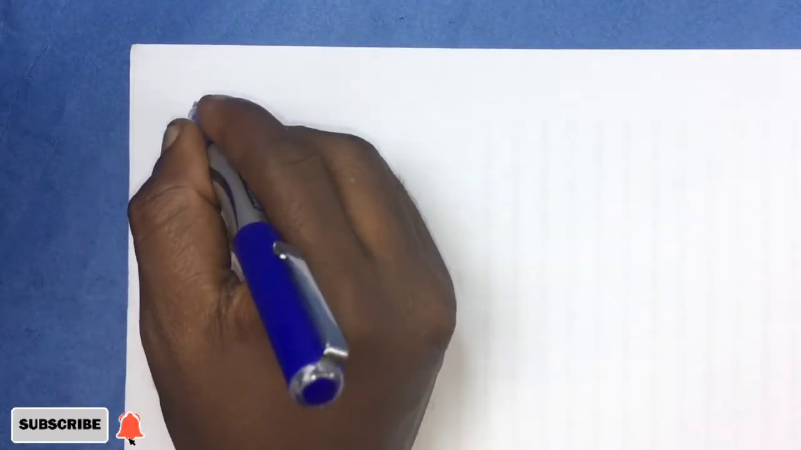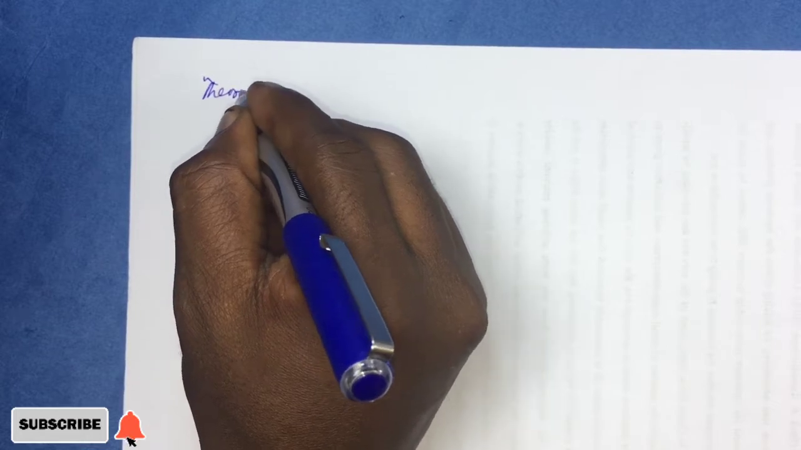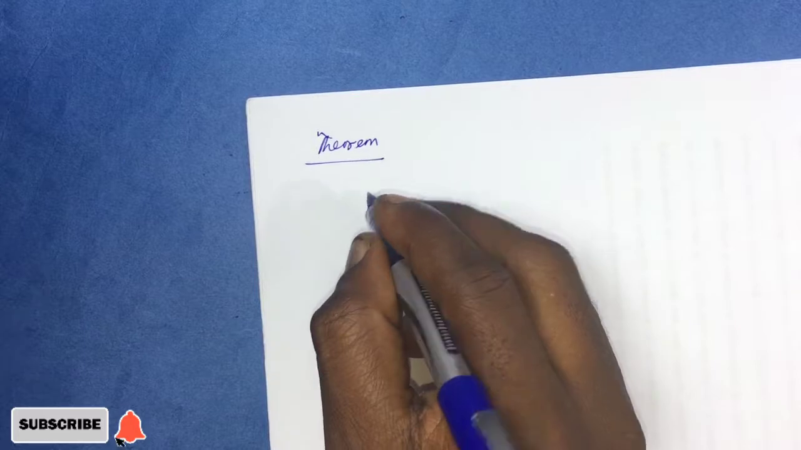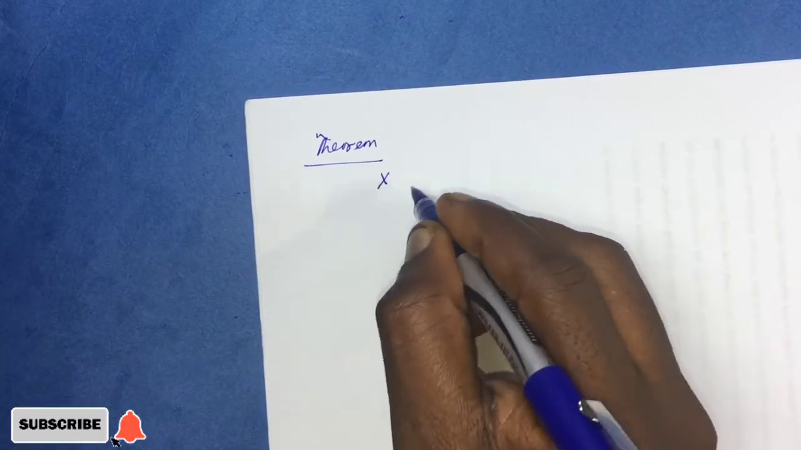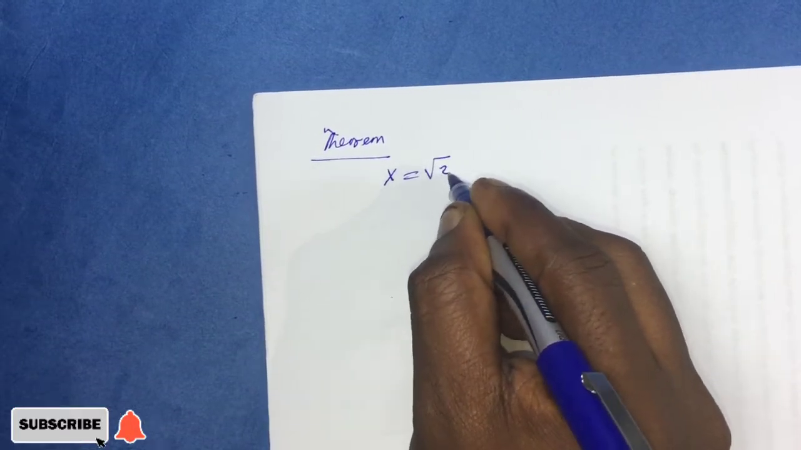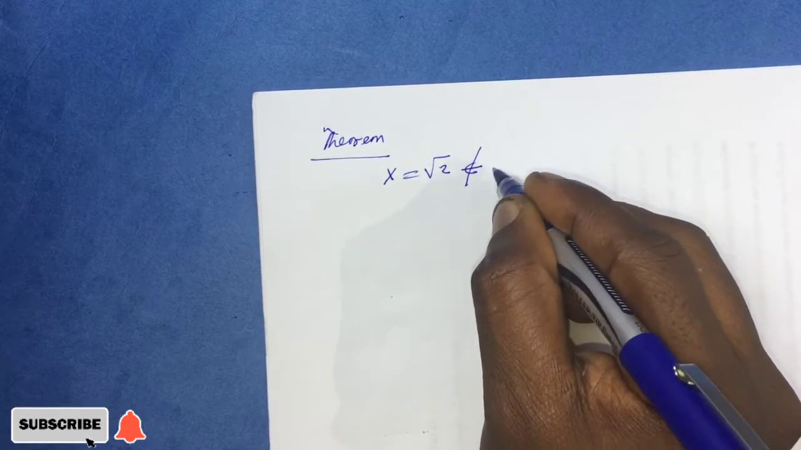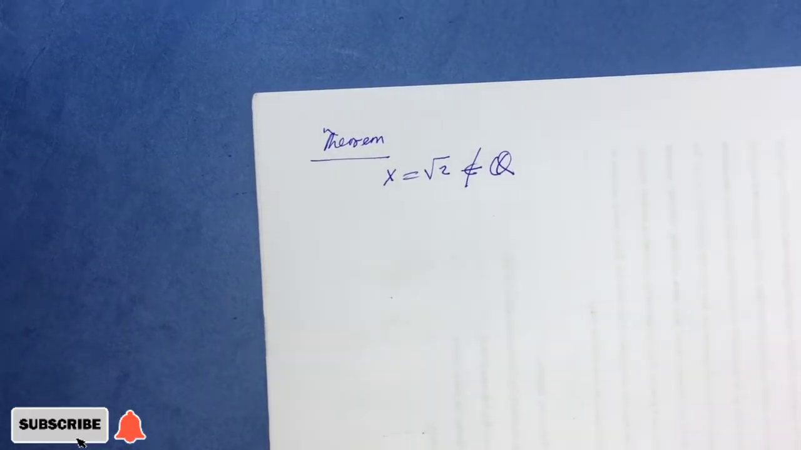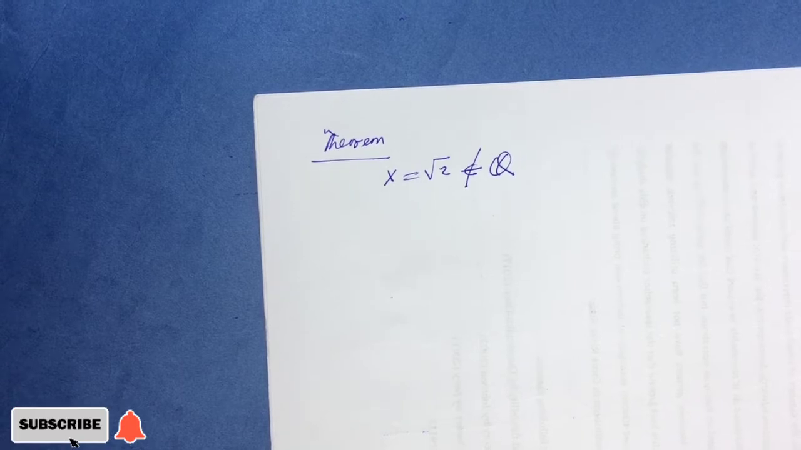So the first thing we are going to do here before we discuss the irrational number system further is to prove that square root of 2, the actual problem that gave rise to the irrational number system, is actually not a rational number. So how do we get that done? I'm going to state a theorem here. The theorem is that x equals square root of 2 is not a member of Q. That is, x equals square root of 2 is not a rational number.